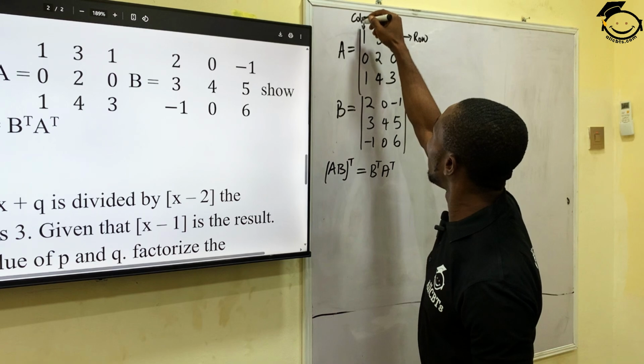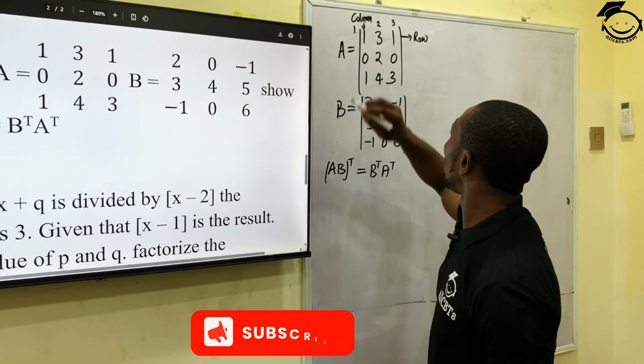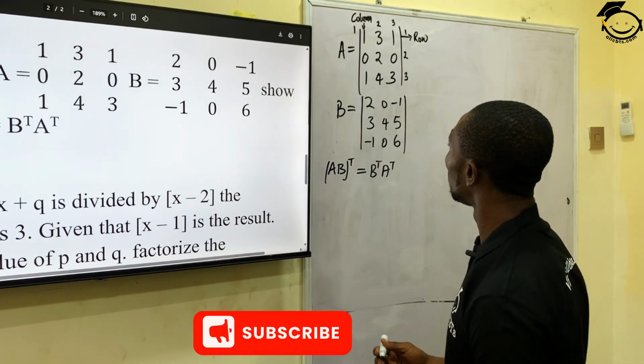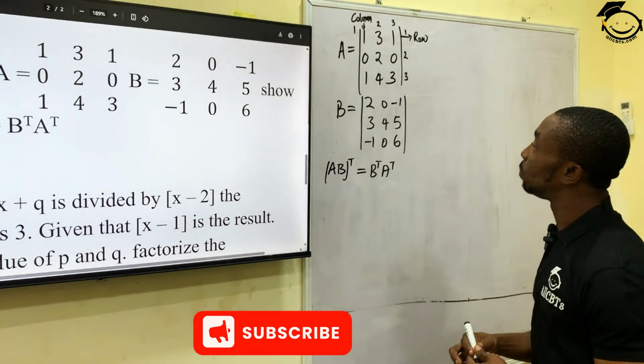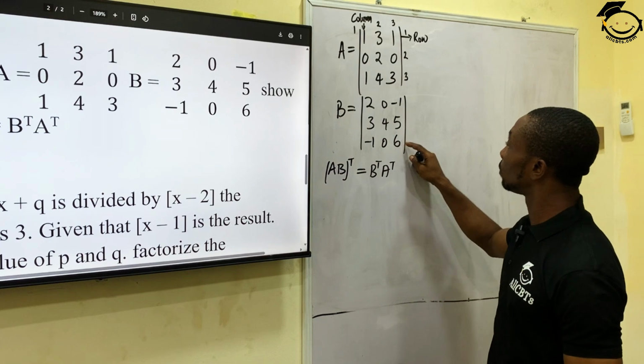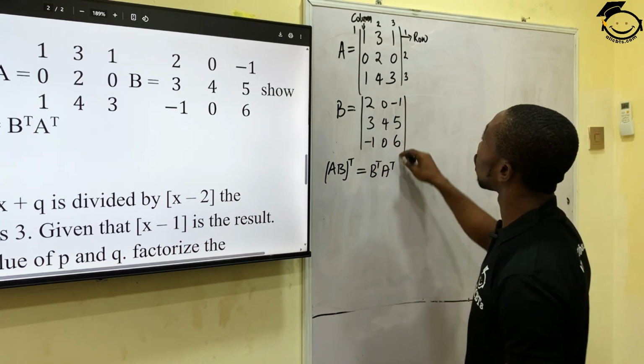So we have column 1, column 2, column 3. We have row 1, row 2, and row 3. Same thing with our B matrix: we have row 1, row 2, and row 3, column 1, column 2, and column 3.